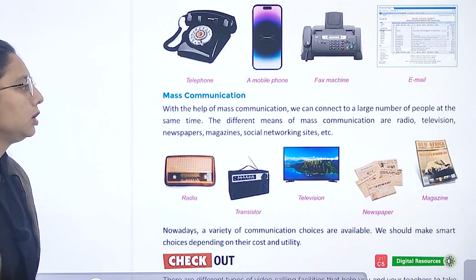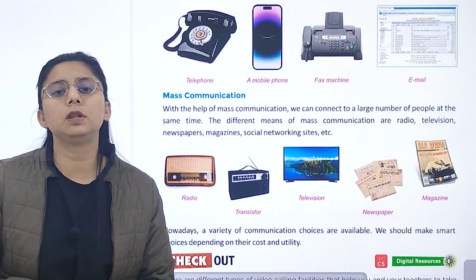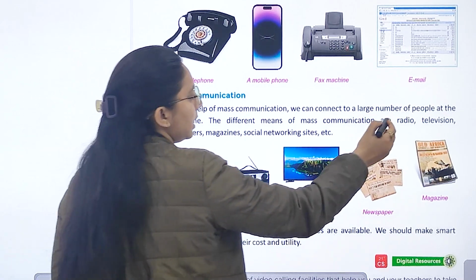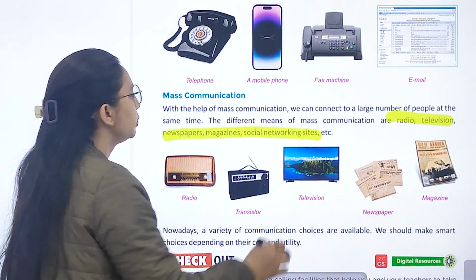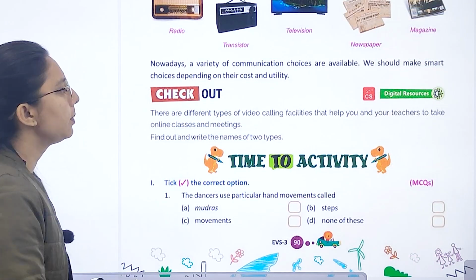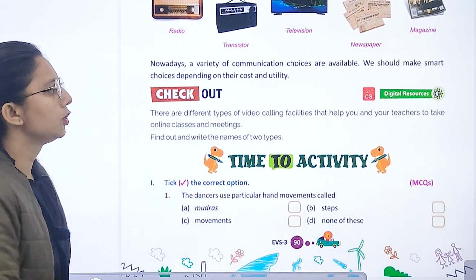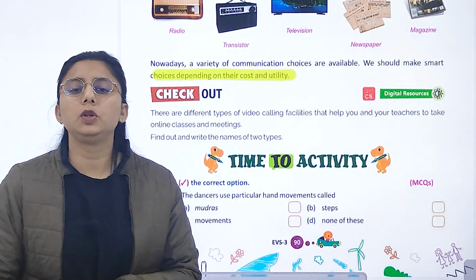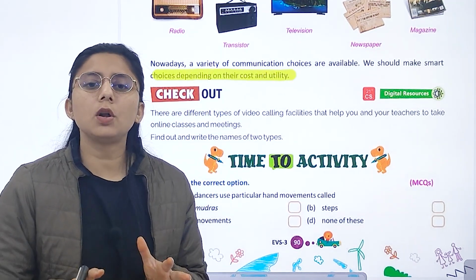We have mass communication when we have to communicate with a vast number of people. So we use different means of communication like radio, television, newspapers, magazines and social networking. Nowadays, a variety of communication choices are available. So we should make smart choices depending upon their cost and utility. Right? This was all in this chapter.